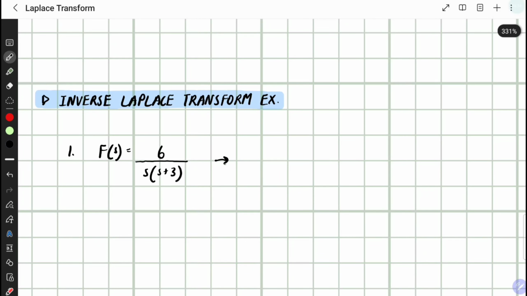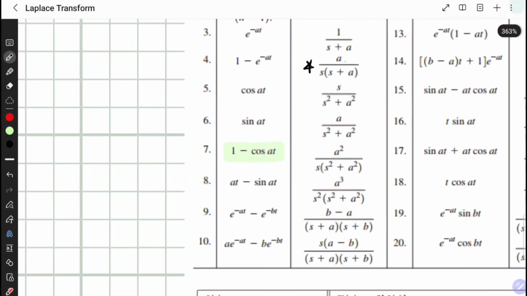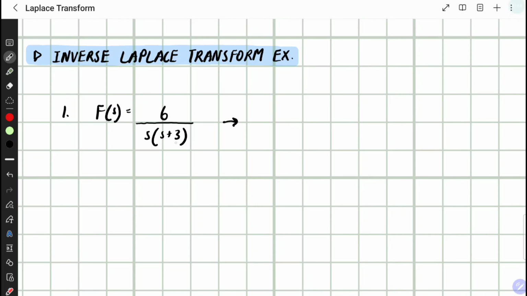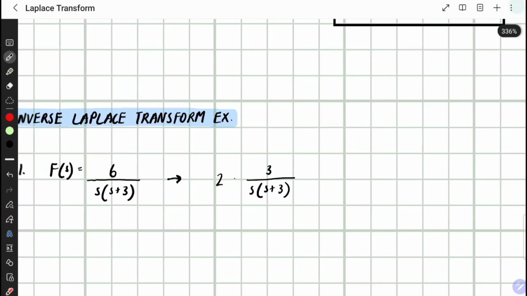So this is the same thing as, remember we wanted the constant in the numerator to be the same as the one in the parentheses. So in this case, we have 3 that's divisible in 6, so we can get the factor of 2 out here, times 3 over s times s plus 3. So this is the same thing, I just made 2 times 3 instead of 6.